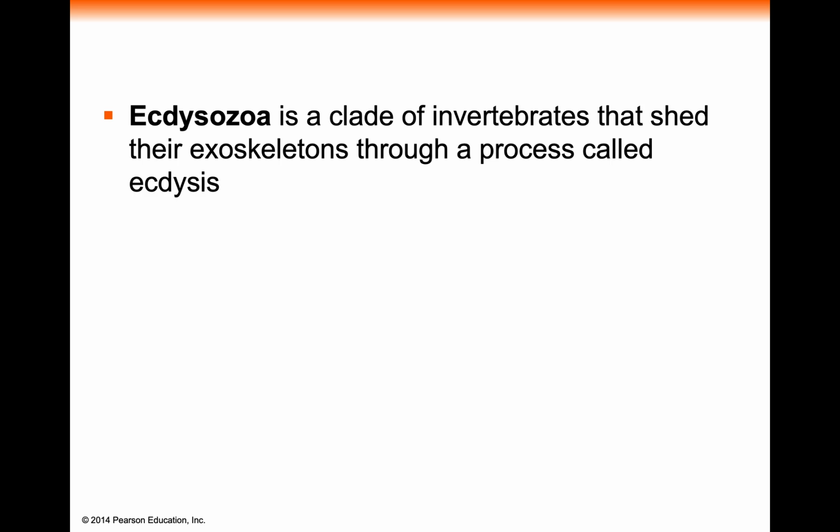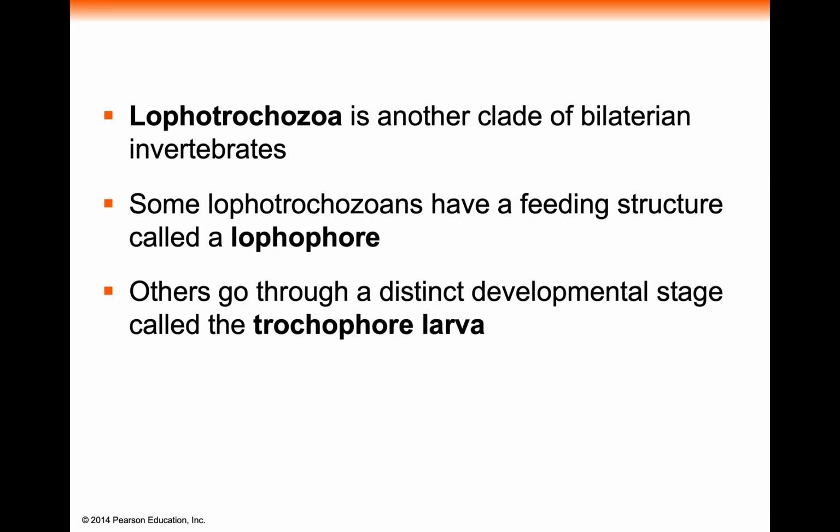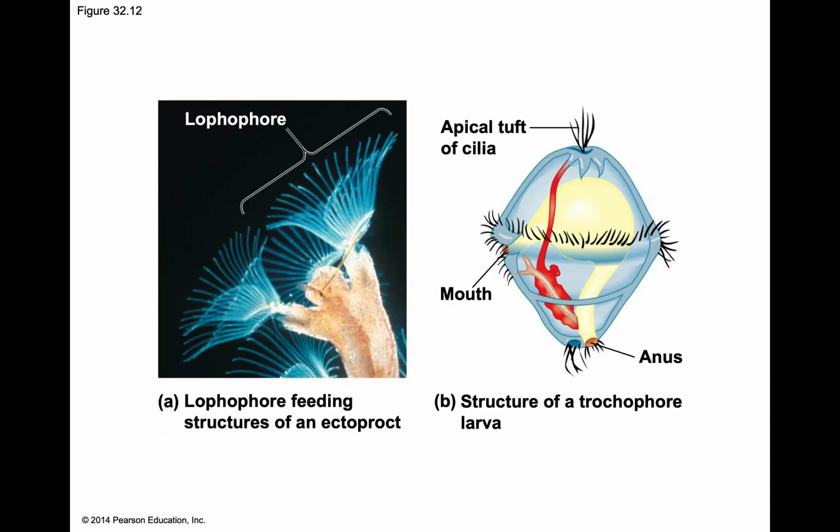Ecdysozoa is a clade of invertebrates that shed their exoskeletons. So basically you have an outer crunchy shell. Lophotrochozoa is another clade of bilateral invertebrates. Basically it's all the other ones. They have a larval feeding structure called a lophophore, and then they have a larval stage called a trochophore.